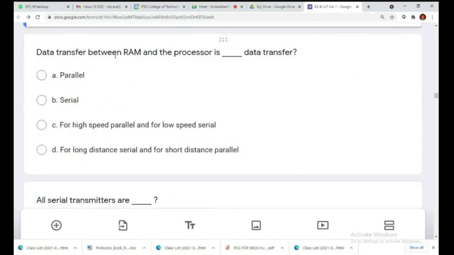Data transfer between RAM and the processor is parallel data transfer, because the random access memory, which is there in the motherboard, has 64 lines, or 32 lines. Through those 32 lines, the data bus of the processor is directly connected. Hence, there is a high speed data transfer taking place between the RAM and the processor. Okay, high speed is parallel, low speed and long distance is serial, and all those stories, right? So the right answer is parallel data transfer.